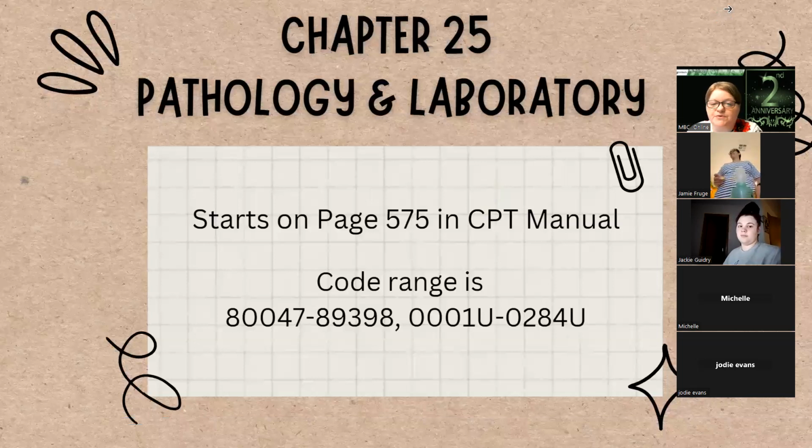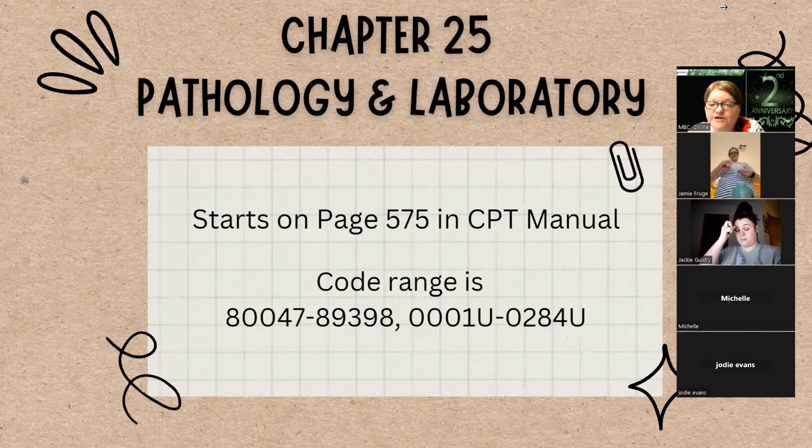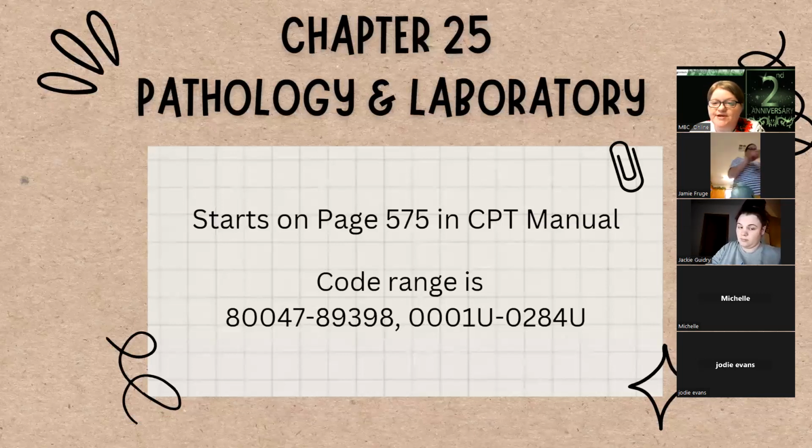All right. So chapter 25, your pathology and laboratory chapter starts on page 575 in your CPT manual. And, like I told y'all, we're going chapter by chapter, basically section by section through the CPT manual. And this one starts on 575. The code range for this one is 80047 through 89398.